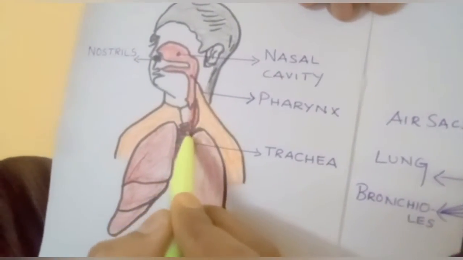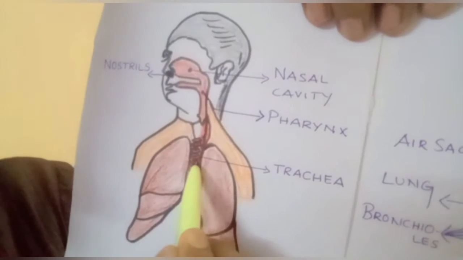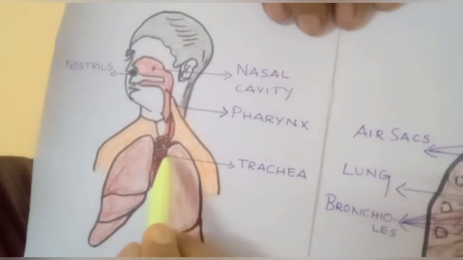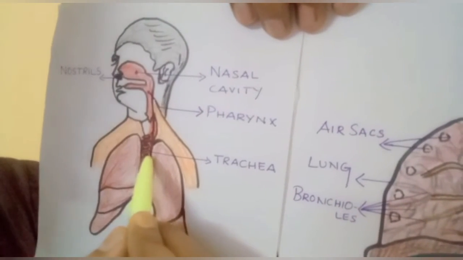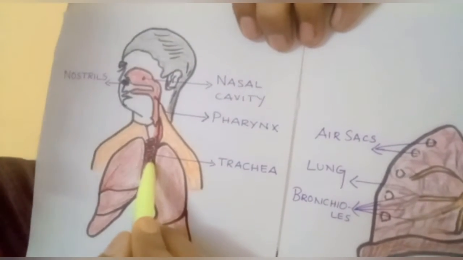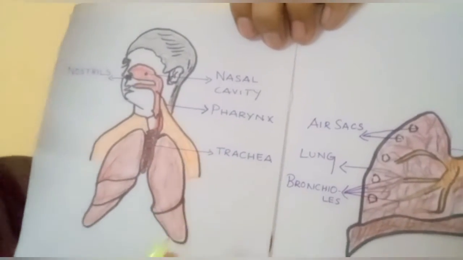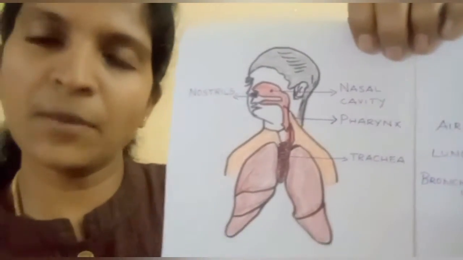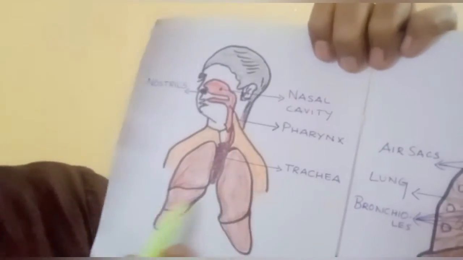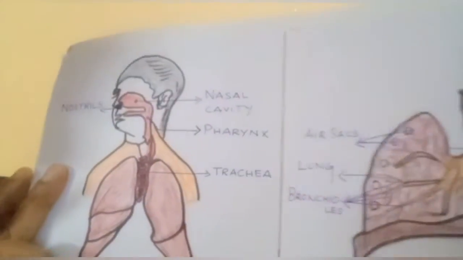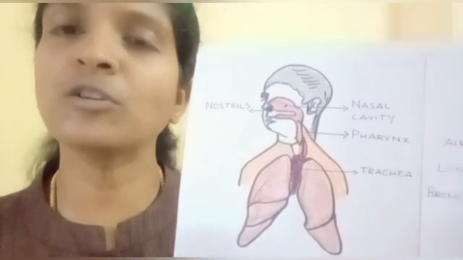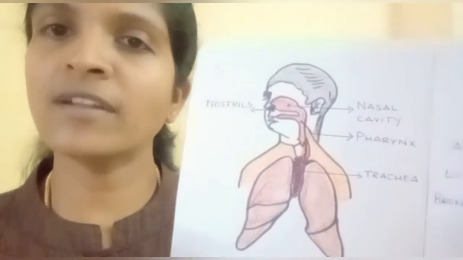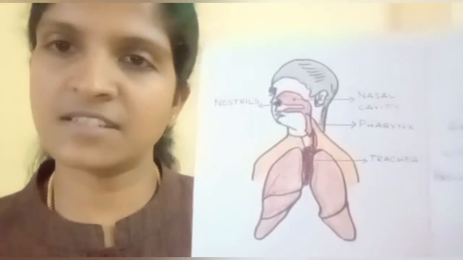This is the esophagus line. This one is the trachea. The aperture of the trachea is termed the glottis. It is guarded by a flap-like structure called the epiglottis. The main function of the epiglottis is to prevent the entry of food into the windpipe before it reaches the respiratory system.